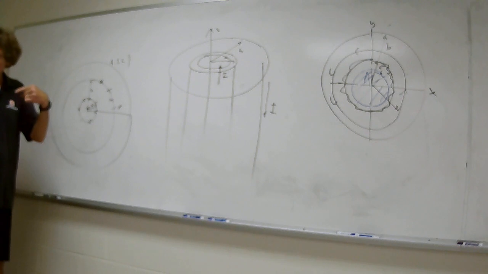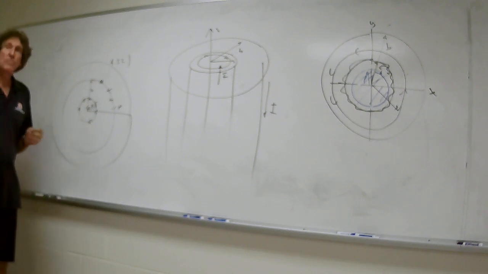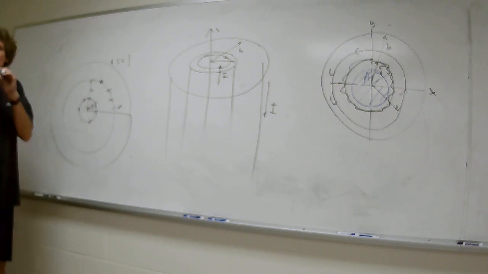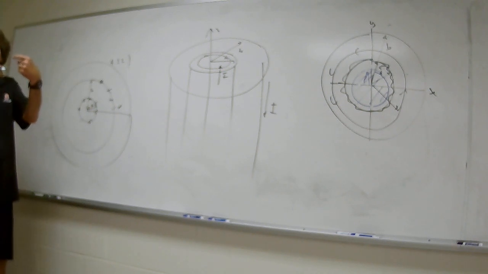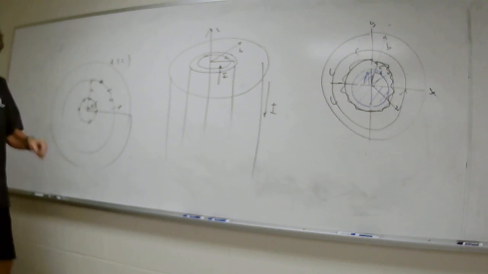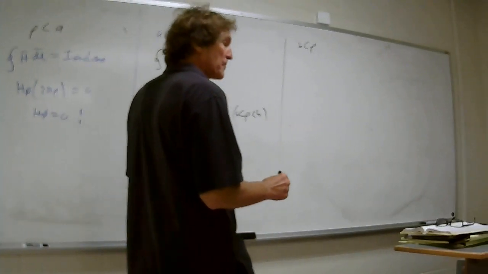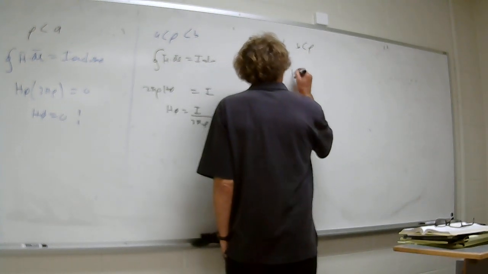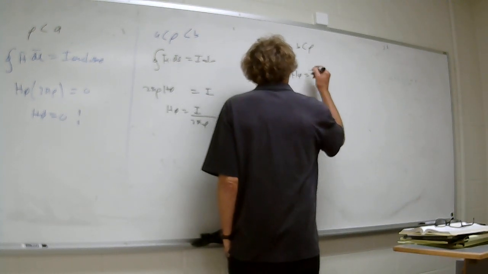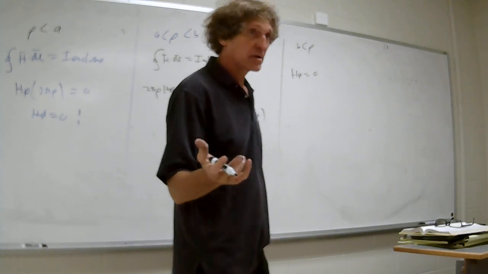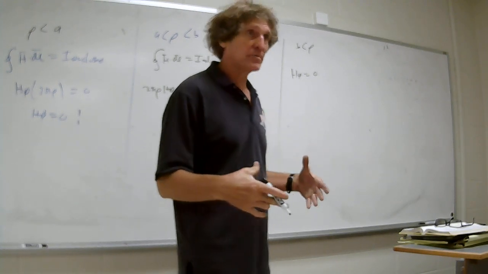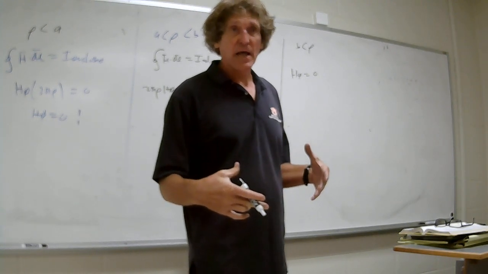So think of just a normal transmission line or coax cable. Whatever flows one way, the same amount in an opposite direction flows on the outer shield. You all with me on this? Same here. That means for rho greater than the outer radius, the H field is 0 because there's no current enclosed. There's no net amount of current penetrating that loop. You all with me? And that's it.